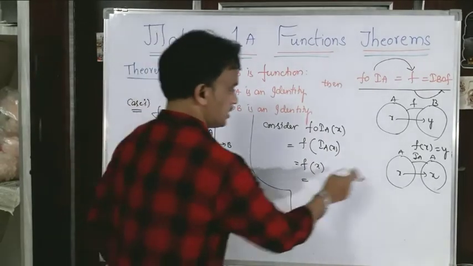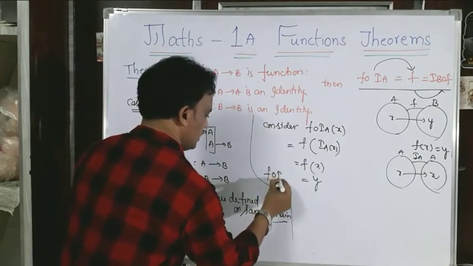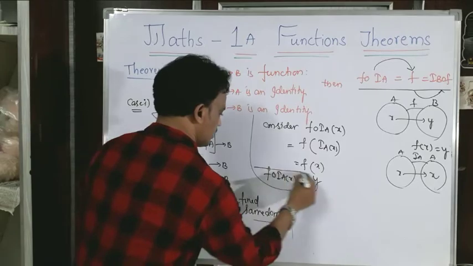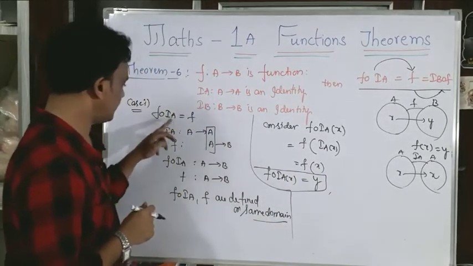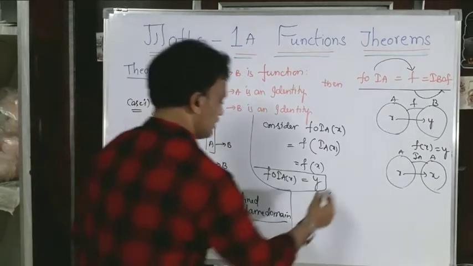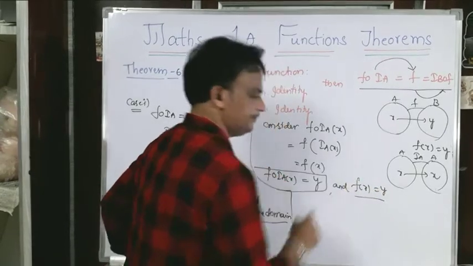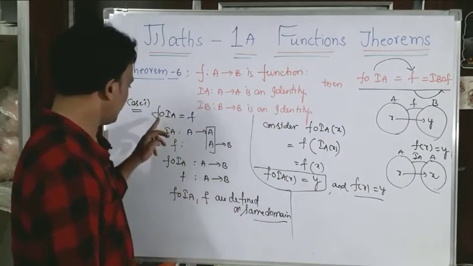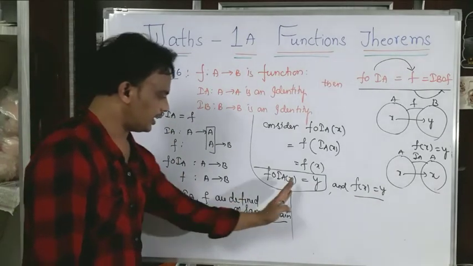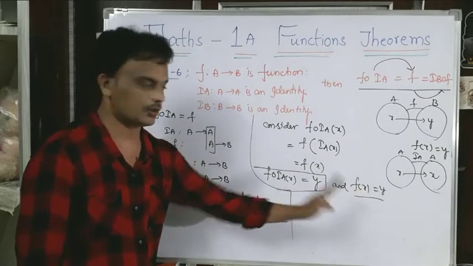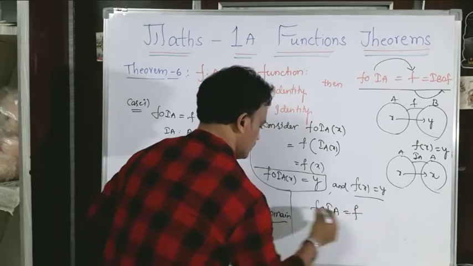Then what is F of X? F of X is equal to Y. So F circle IA of X is equal to Y. This is your left side. And the right side function, F of X, is already equal to Y. Finally, what do you say? F circle identity on A and F are defined on the same domain and their range is also equal. So finally F circle identity function of A is equal to F.